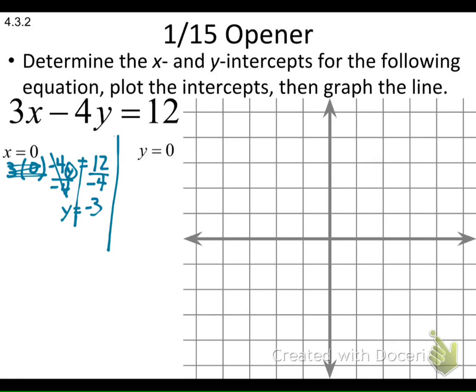Does that make sense? Is that a good refresher from yesterday? And Tamara, I'll catch you up when everyone's working on the worksheet.